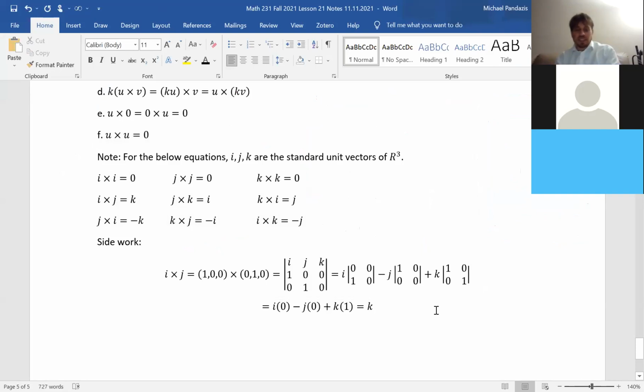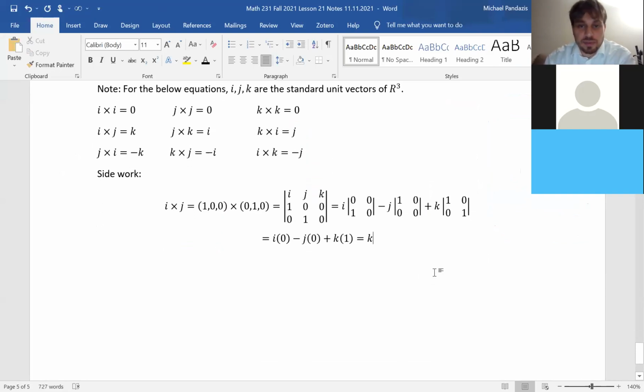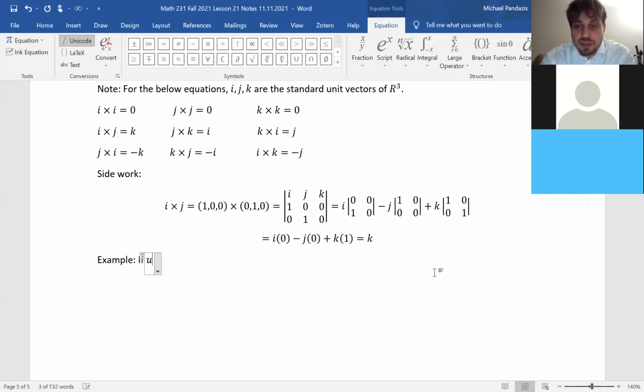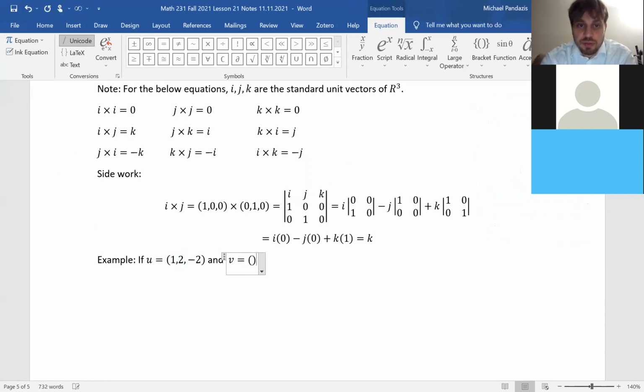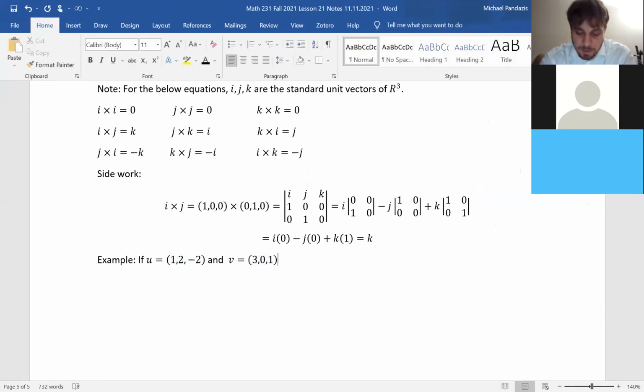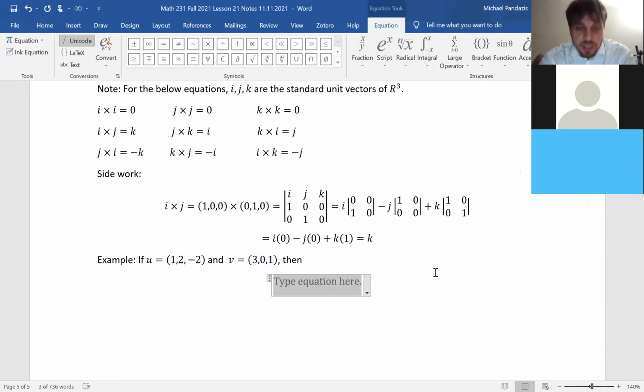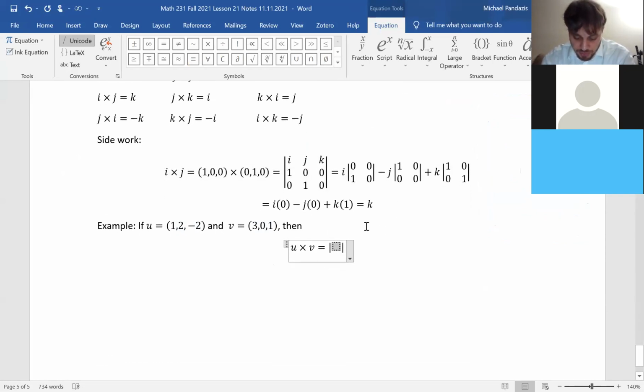Keep going. So an example. If the vector u is equal to the vector 1, 2, -2, and the vector v is equal to 3, 0, 1, then u cross v is equal to, well, you just take the cross product of those 2 vectors.